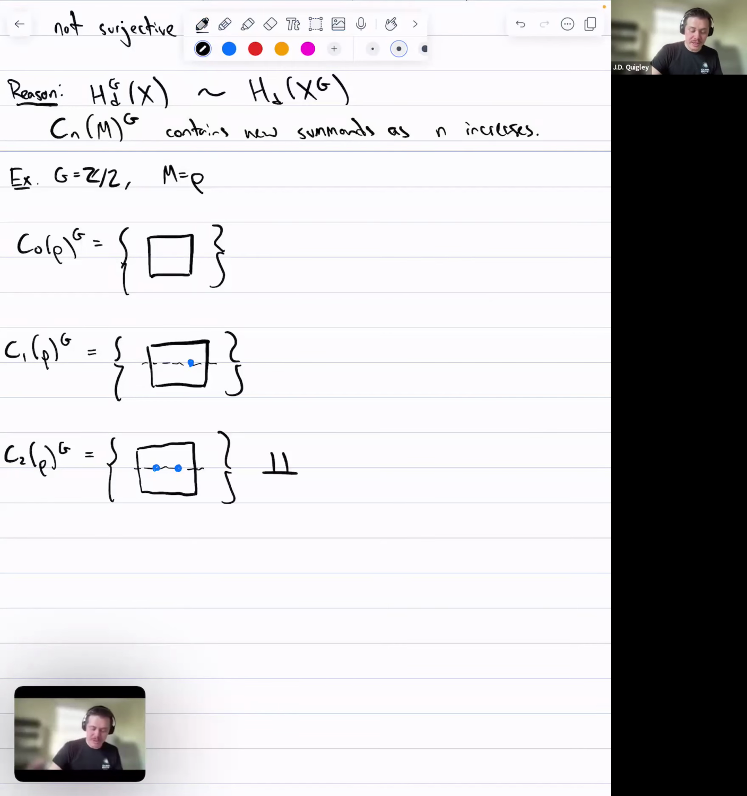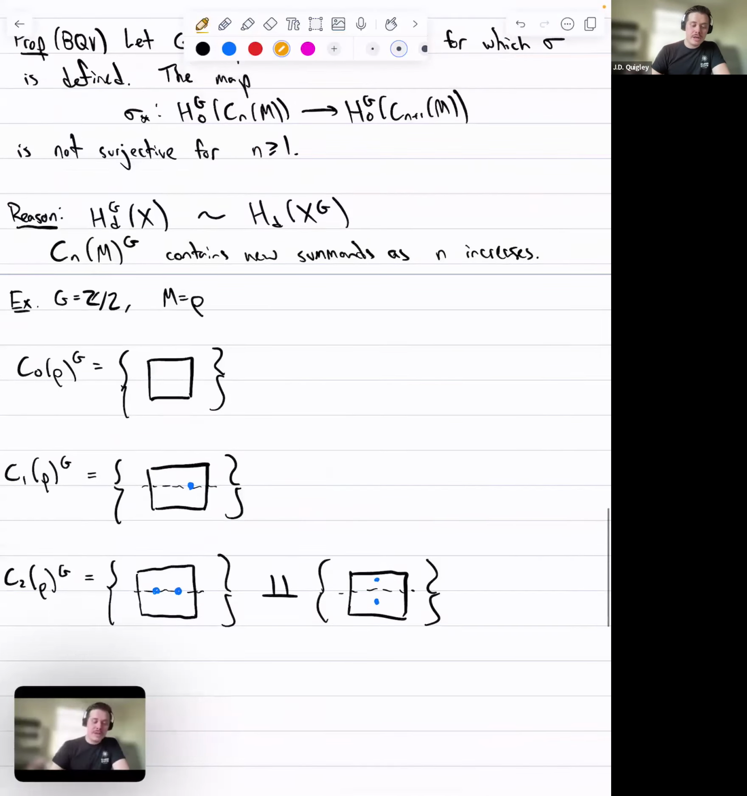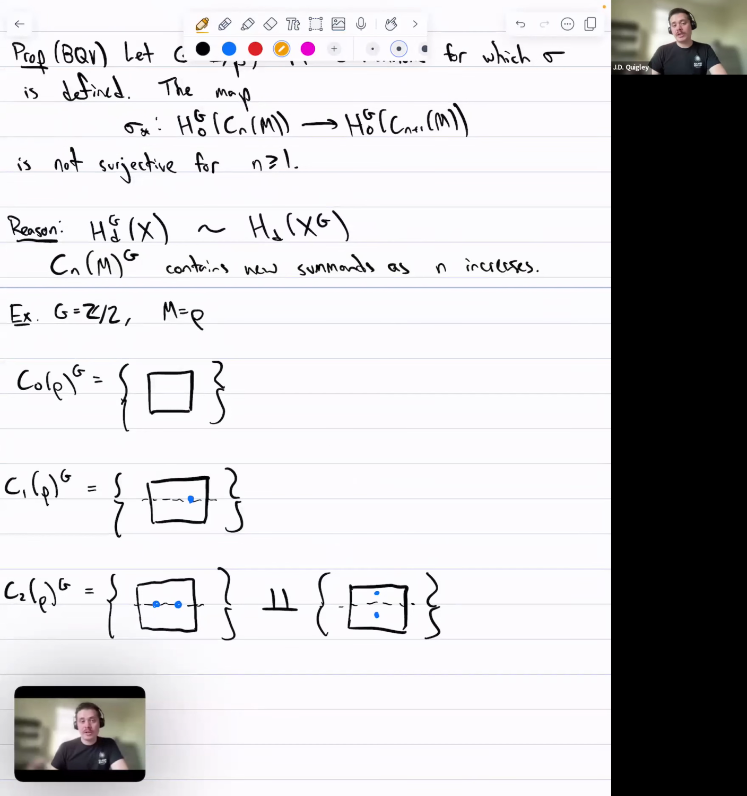But there's something a little sneaky I can do, which is because these are unordered configurations, if I pick a complex conjugate pair of points, then when I act, it swaps those 2 points, but I get the same configuration. All right, so this is also a fixed point of C2 of rho. And the reason that these maps are not surjective is because this new component is just not even hit under the stabilization map.